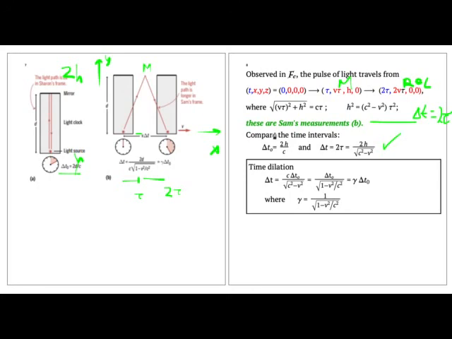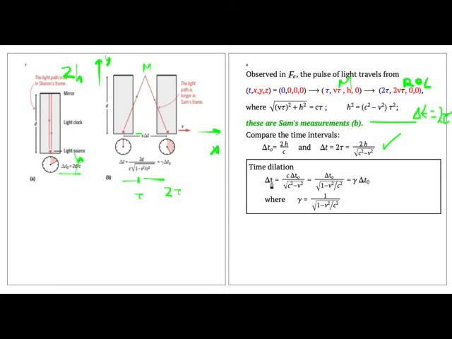So they're different. The time measured by Sharon will be different from the time measured by Sam. They have clocks of exactly the same design. Their clocks work in exactly the same way. But they've measured the time between two events, the pulse being released and coming back, and they found 2 different times. And that's called time dilation.